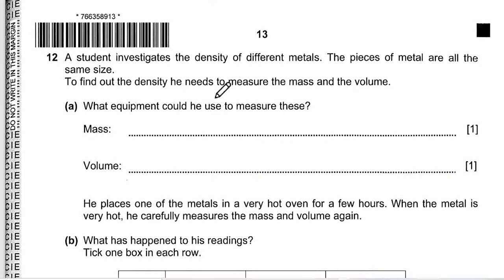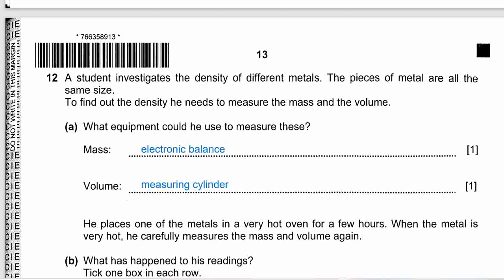Question 12. The student investigates the density of different metals. The pieces of metal are all the same size. To find out the density he needs to measure the mass and the volume. What equipment could he use to measure this? Of course, mass will be electronic balance and volume will be measuring cylinder. Let's type that down. So this is our answer: electronic balance and measuring cylinder.